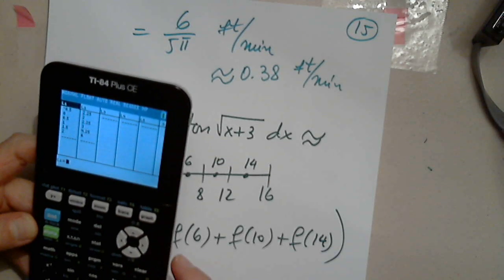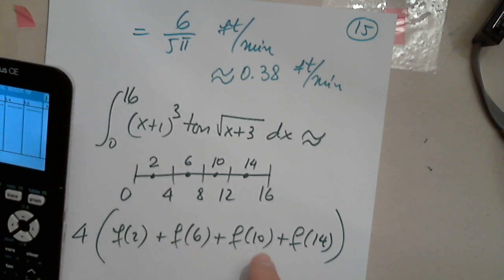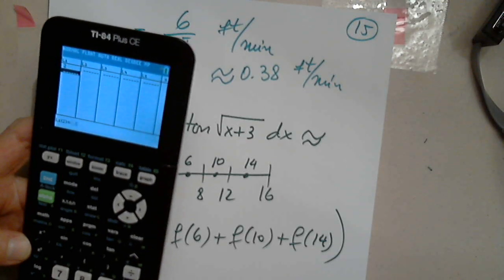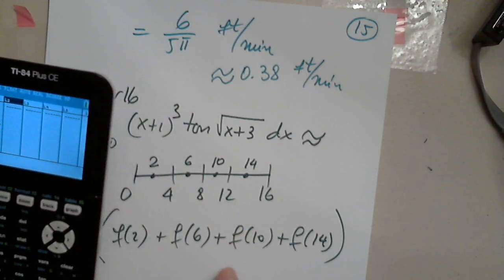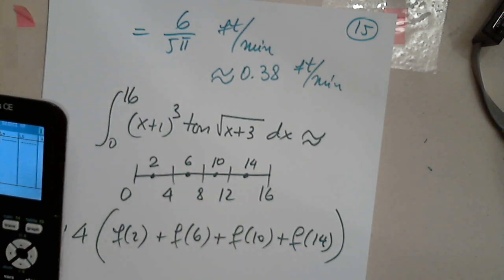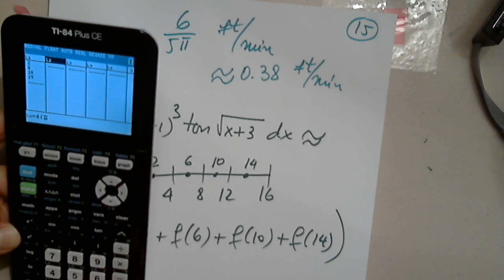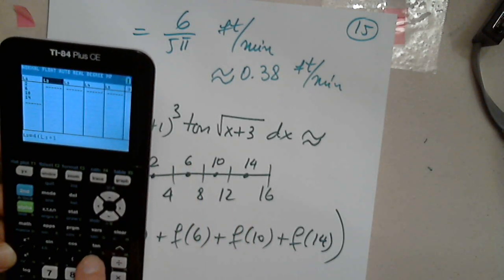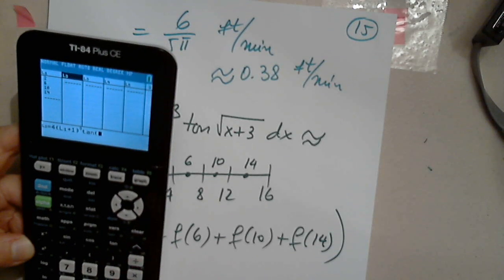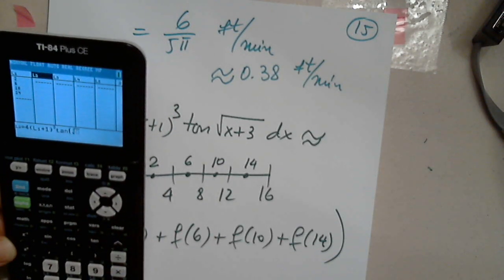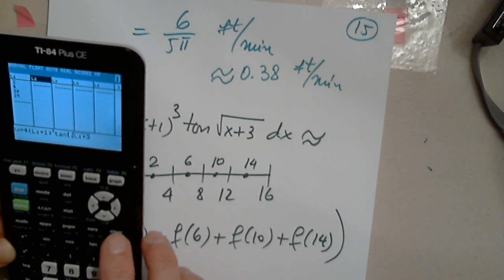Clear everything you have in both lists. Okay. So 2, 6, 10, 14. And then highlight the top of list L2 and put in 4 multiplied by list L1 plus 1 to the third, left parenthesis, list L1 where all these numbers are, plus 1 to the third power, and then times tangent and the square root of list L1 plus 3, and close the parenthesis outside.